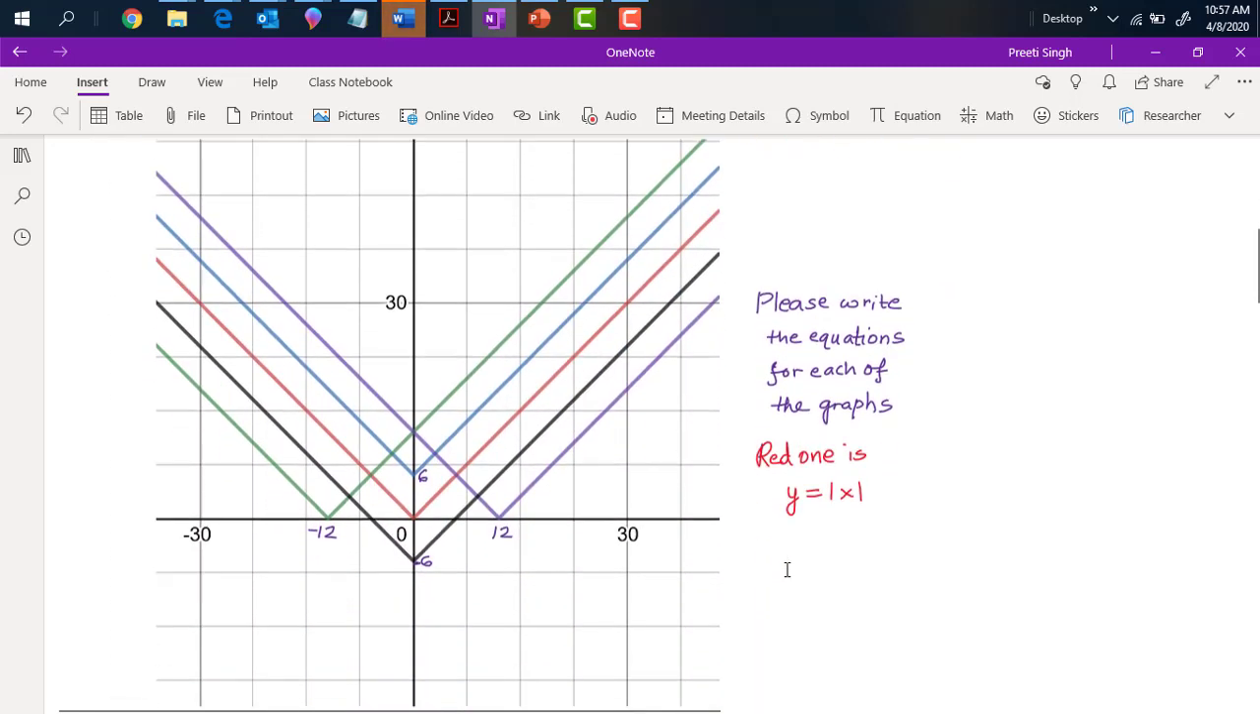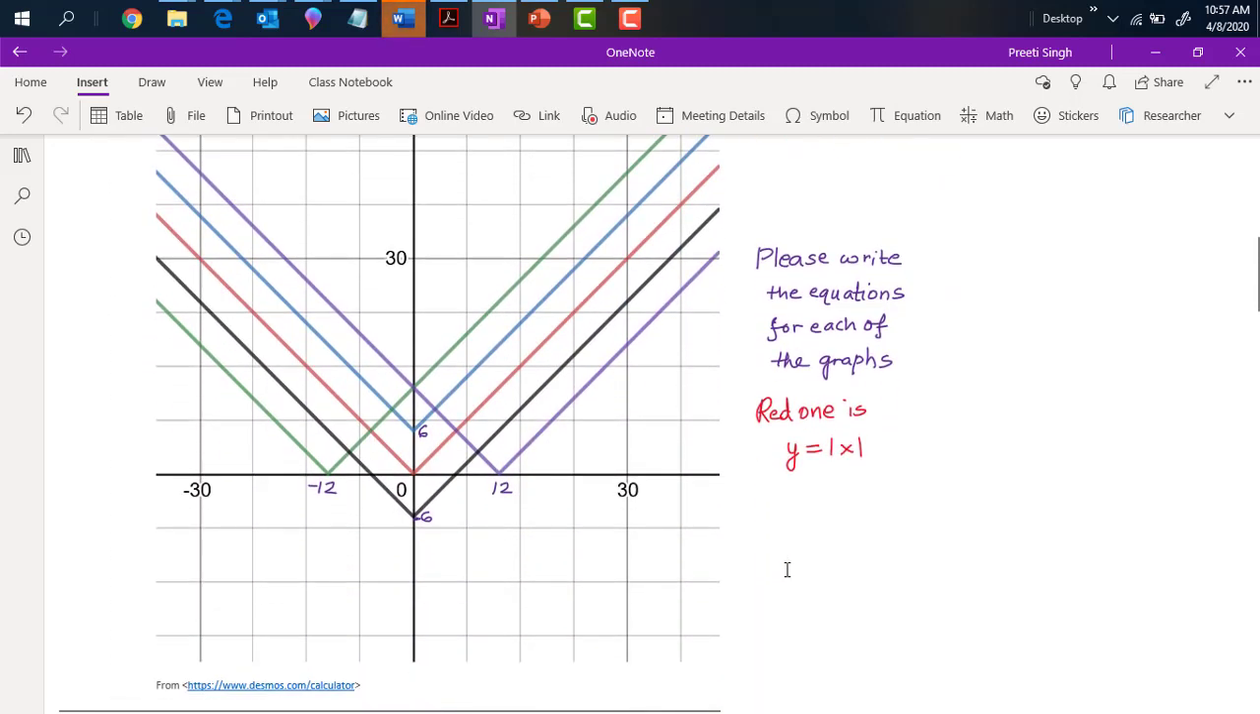Then let's look at this absolute value function. I'm going to upload this recording in the discussions.